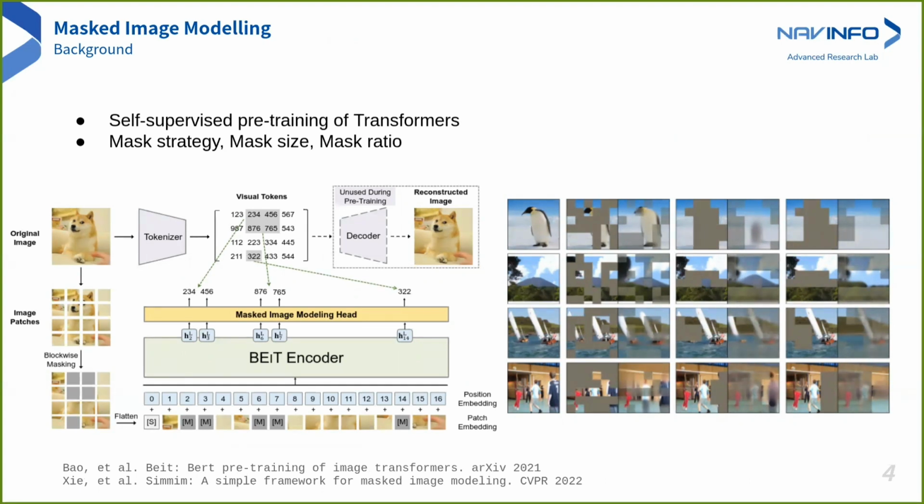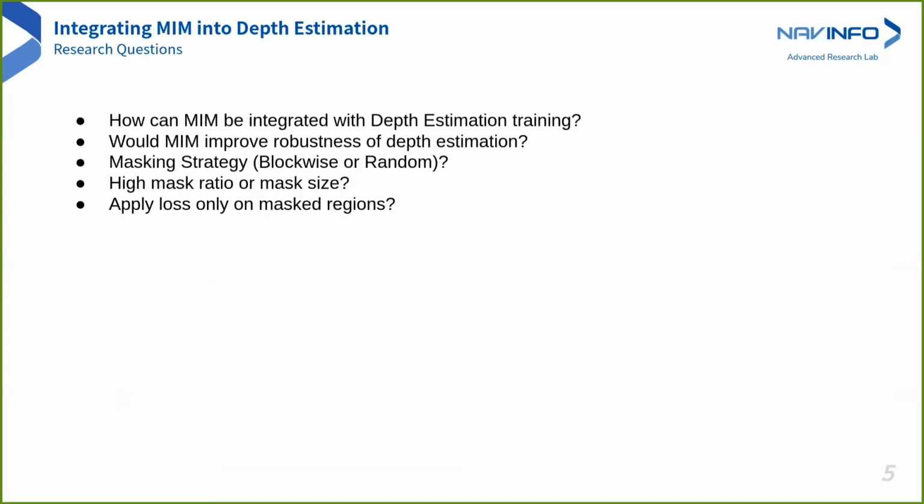Two of the popular masked image modeling pre-training techniques, BEiT, which uses blockwise masking, and SimMIM, which uses random masking, can be seen here. We hypothesize that adapting masked image modeling for direct training of a task, such as depth estimation, could lead to richer learned representations that make the model more robust. We examined how MIM can be integrated with depth estimation training and if it would improve robustness of depth estimation. We also examined questions related to the masking strategy to be used, the mask ratio and the mask size, and how the loss should be applied when integrating MIM to depth estimation.